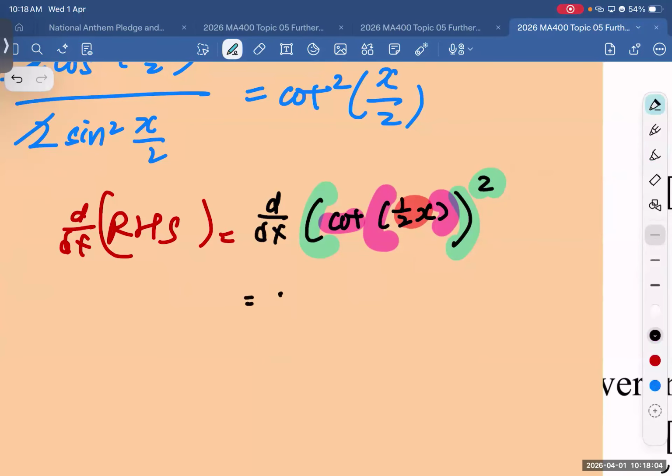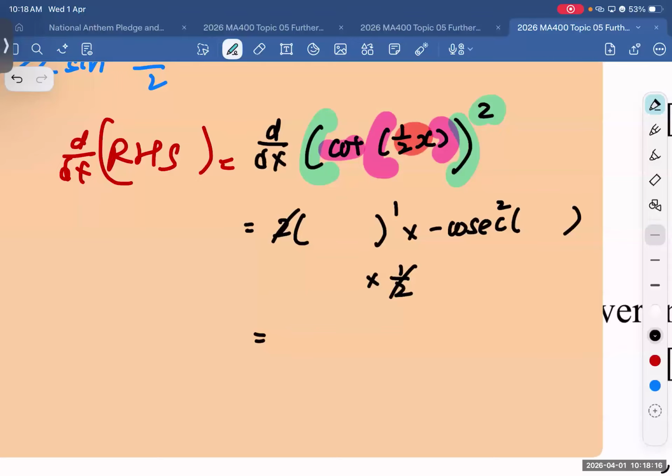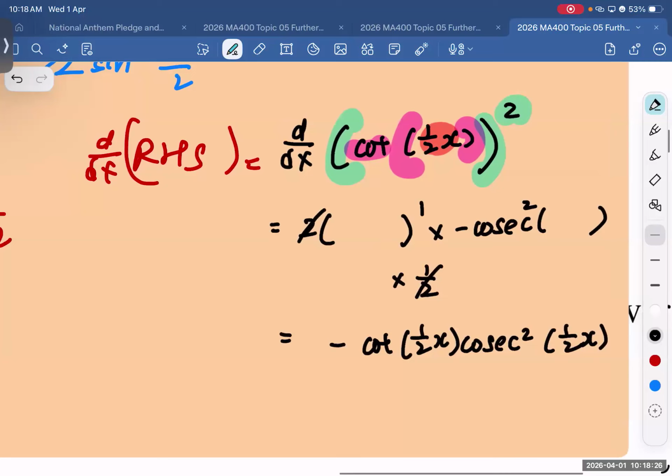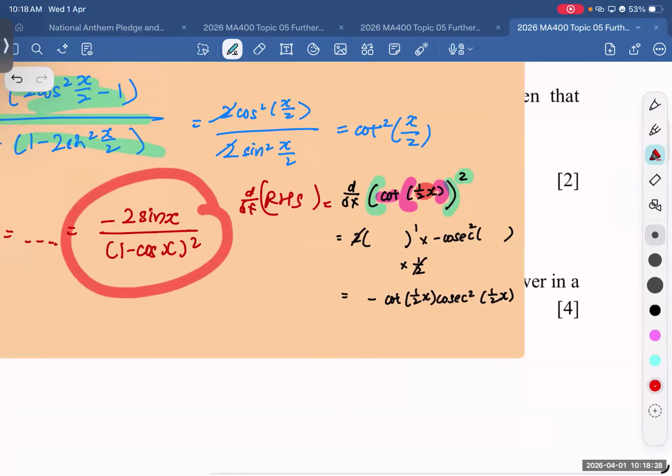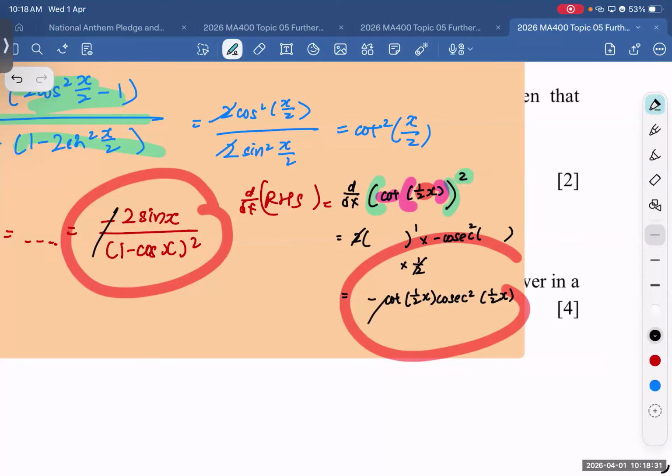Differentiate the first layer, something to the power of 1. Differentiate the second layer. Differentiating cotangent gives minus cosecant square. Differentiating half x gives half, which is why your final answer 2 and half cancel off. You get minus cotangent half x cosecant square half x. Now, ladies and gentlemen, look at your left and your right. What can you do? You can cancel off the minus sign. That's question 2.